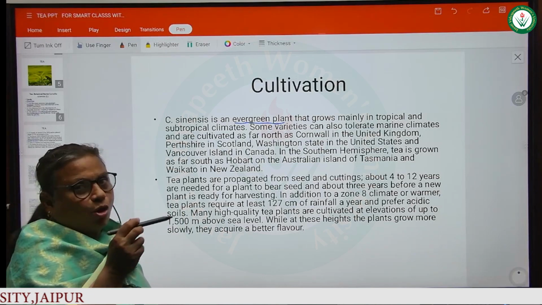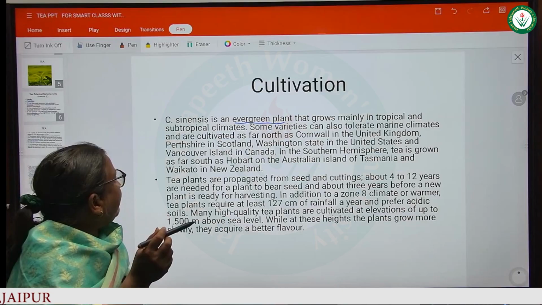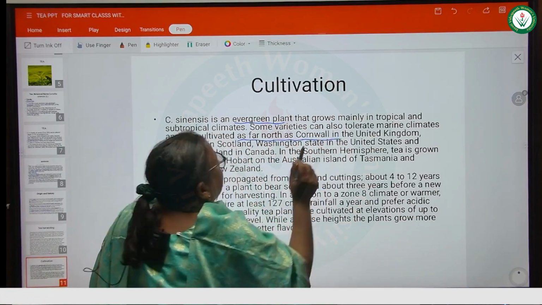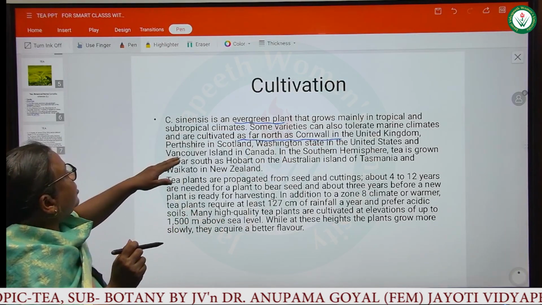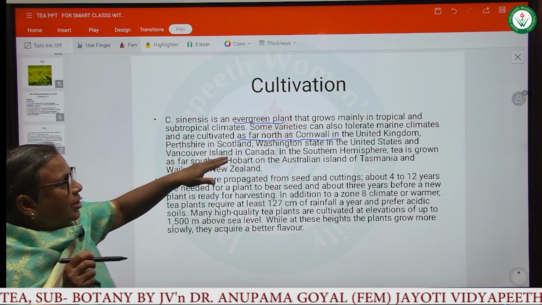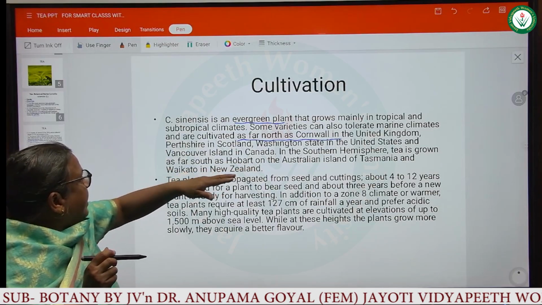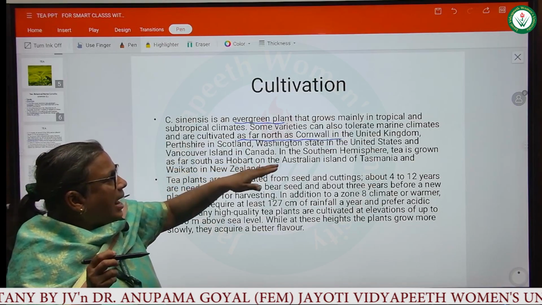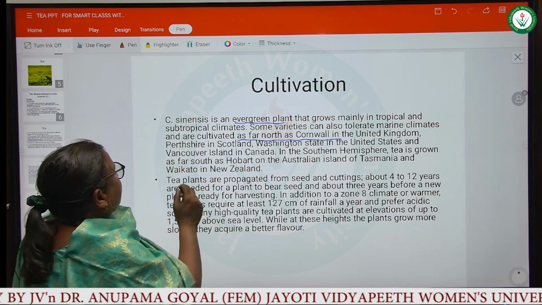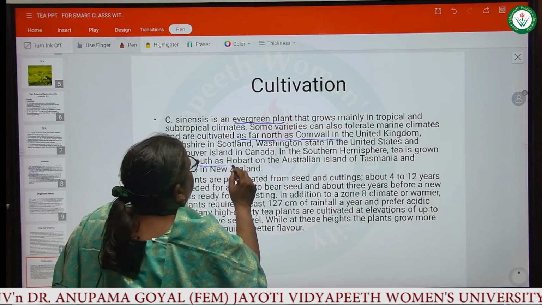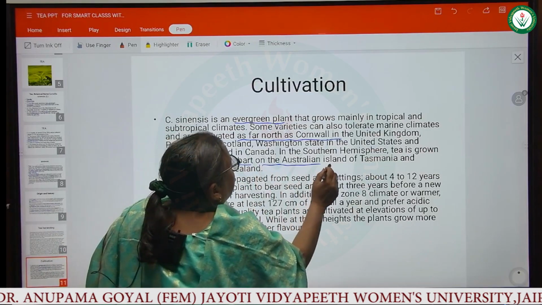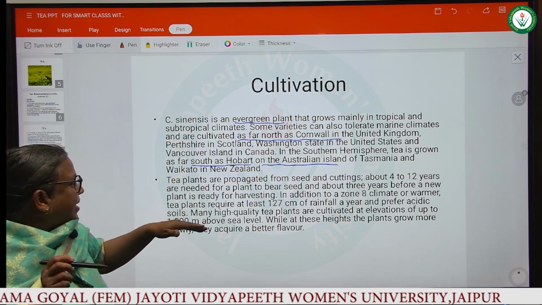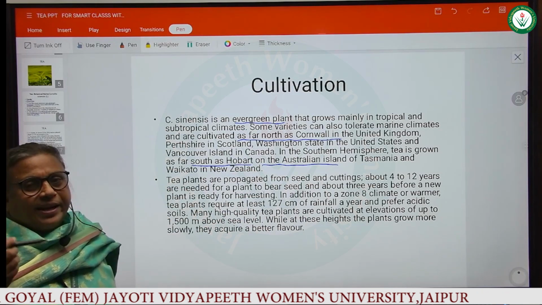Some varieties can also tolerate marine climates and are cultivated as far north as Cornwall in the United Kingdom, Perthshire in Scotland, Washington State in the United States, and Vancouver Island in Canada. In the southern hemisphere, tea is grown as far south as Hobart on the Australian island of Tasmania and Waikato in New Zealand. So what is done in tea cultivation?